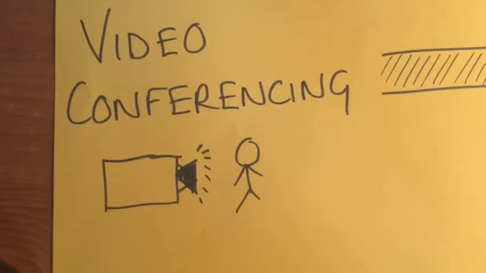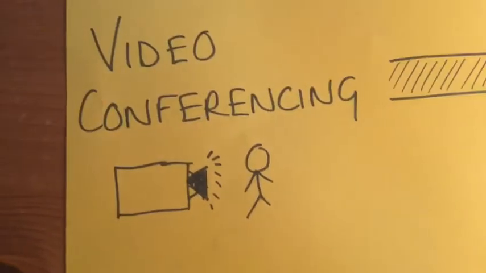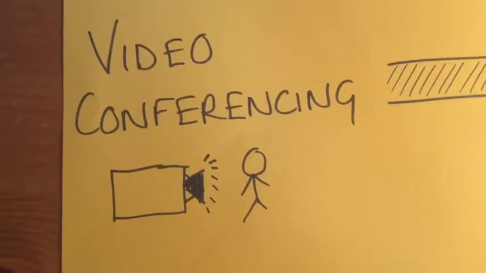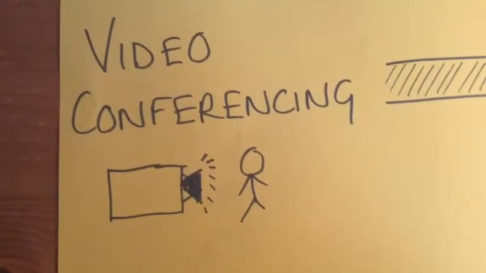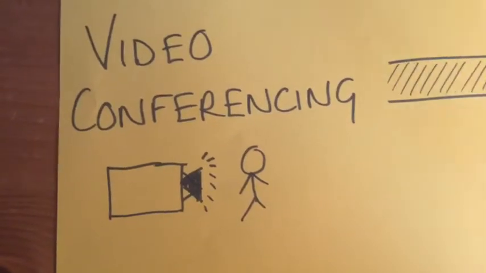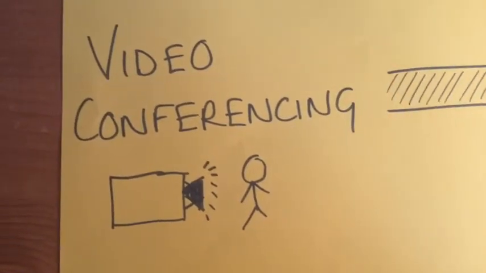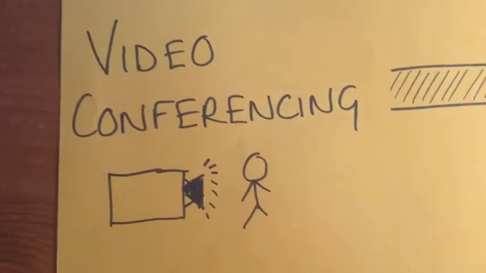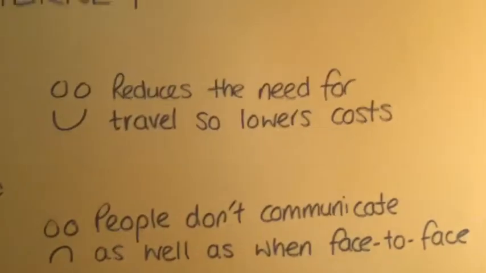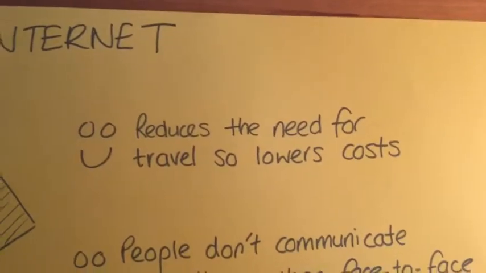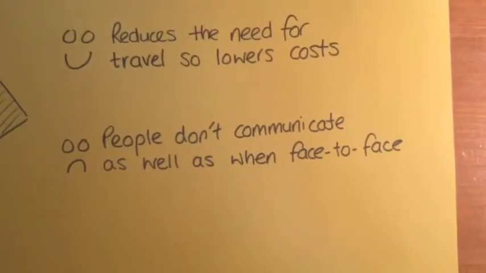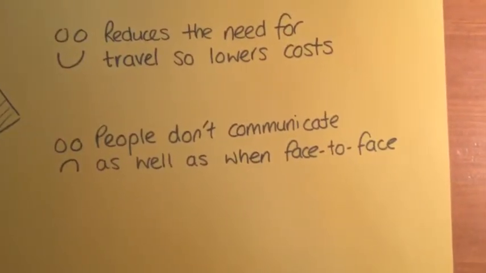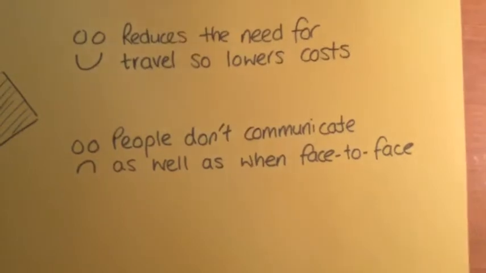The final way a business might use the internet is through video conferencing. Video conferencing is two-way audio and video transmission. So if, for example, you have business premises in the UK and another of the same business in the USA, you can use video conferencing. An advantage is it reduces the need for travel, so it lowers costs for the business. The disadvantage is people don't communicate as well as when face to face, because they might see the video camera as being a bit of a barrier.